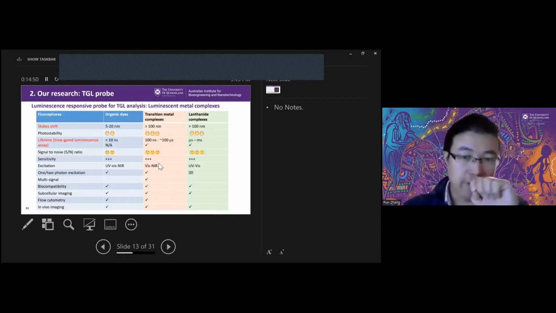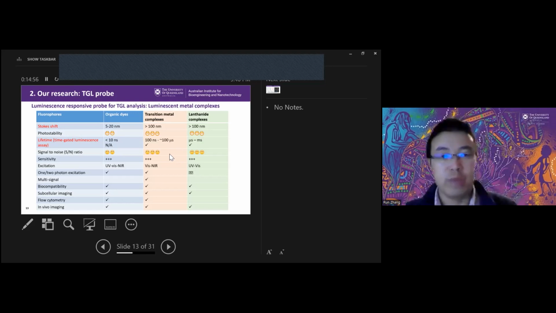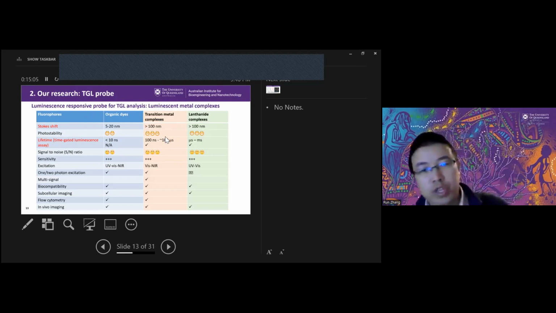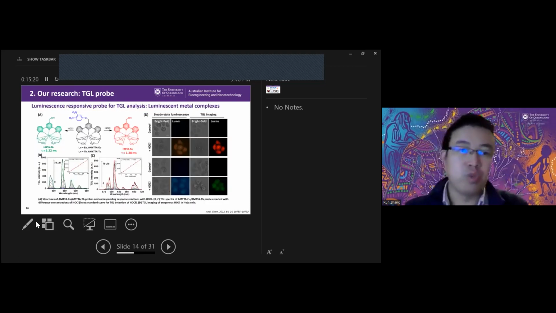Here I have a table to show you the difference between each of the fluorescence dyes first. We can see that the transition metal complexes and lanthanide chelates have very large Stokes shifts, very good stability, and most importantly, long lifetimes for time-gated luminescence to remove the biological background signal. Previously, in the early stage, we designed some of them.